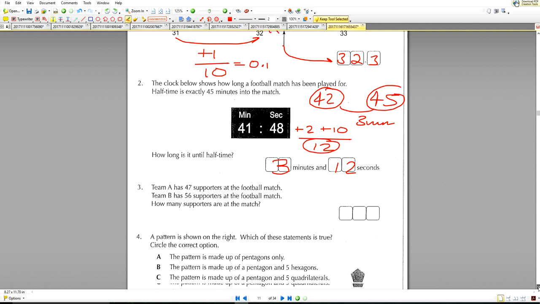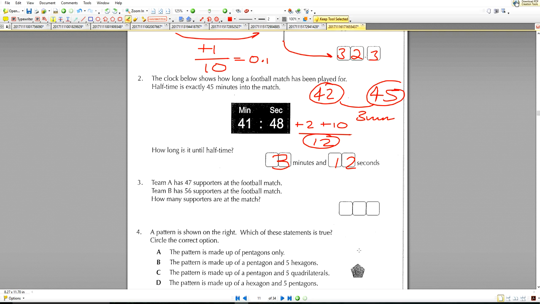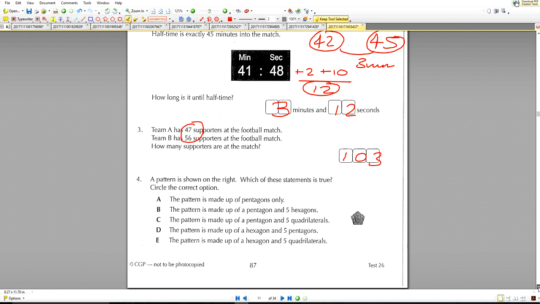Question number 3. Team A has 47 supporters at the football match. Team B has 56 supporters at the football match. How many supporters are at the match? For question number 3, we need to simply add up these two numbers, and that gives us a total of 103.